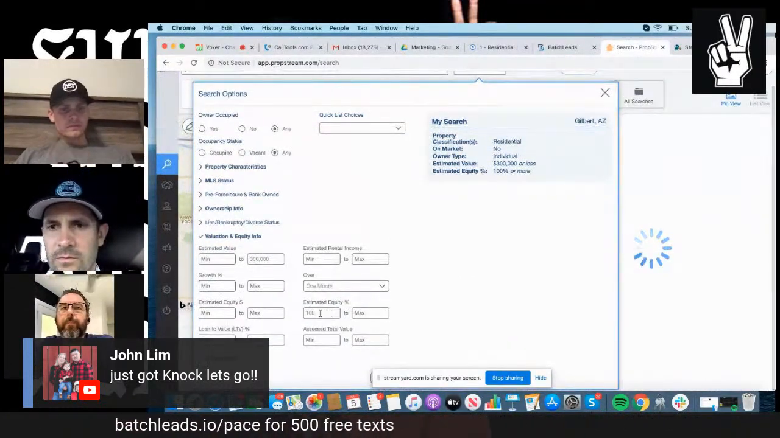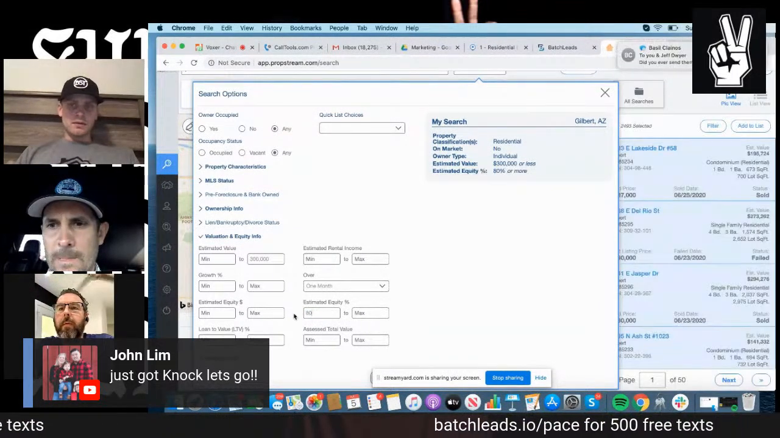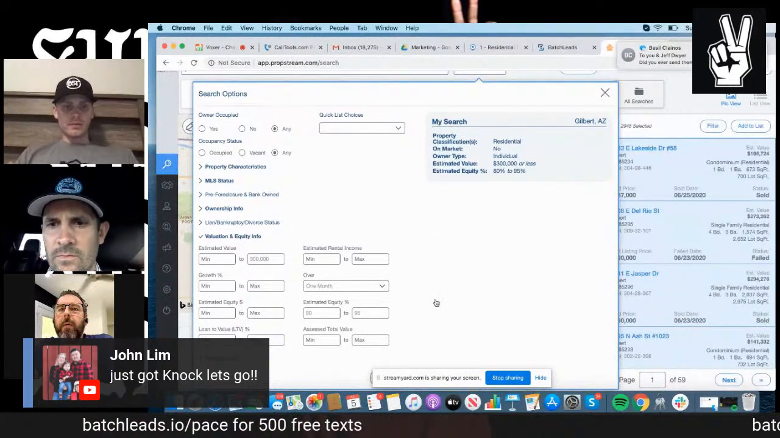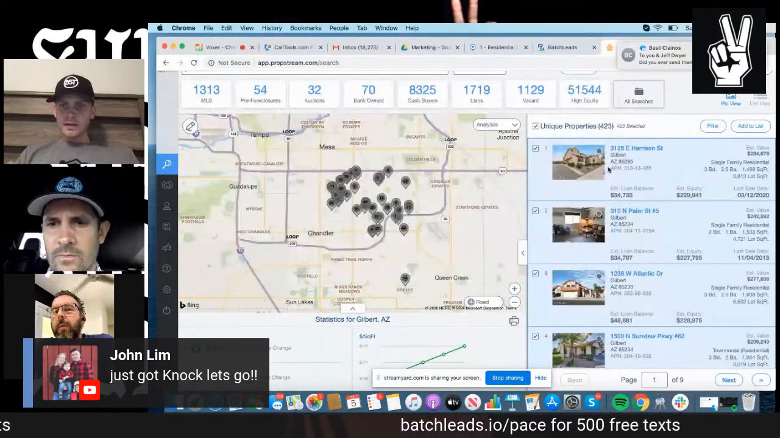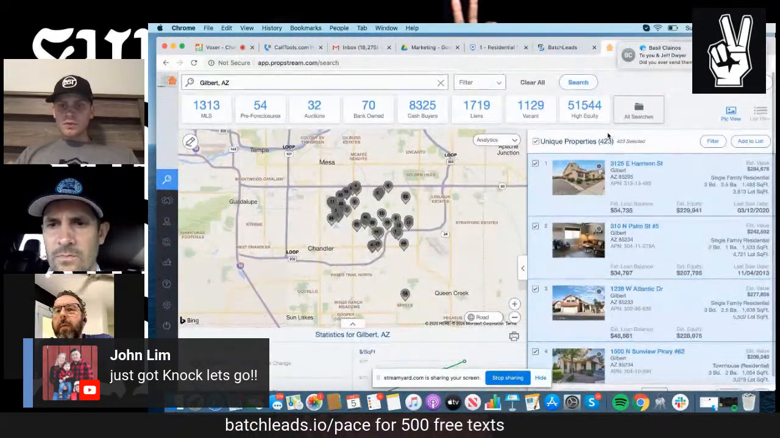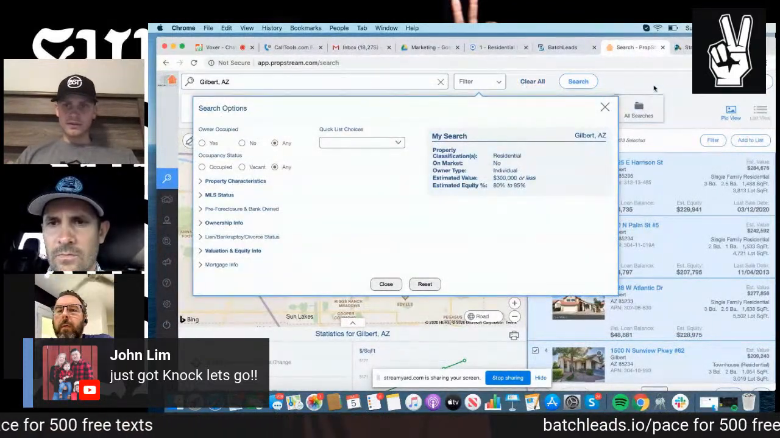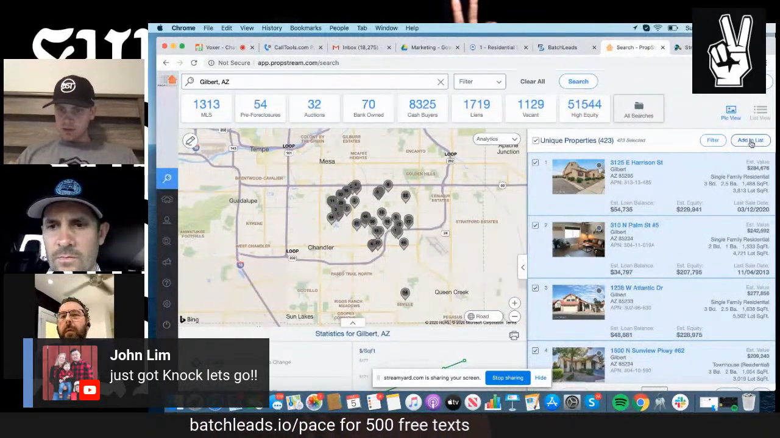Okay, we'll look at 80% to 95% equity. We'll add in definitely. So we got another 423. Let me do this. So that's just in Gilbert. So we'll add these 423 here.